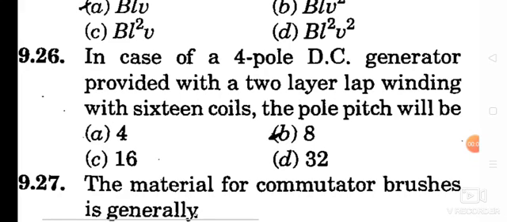DC generator part 2. Question number 26. In case of a 4-pole DC generator provided with a 2-layer lap winding with 16 coils, the pole pitch will be option B, 8. If it is a single layer, then the pole pitch would be 4.